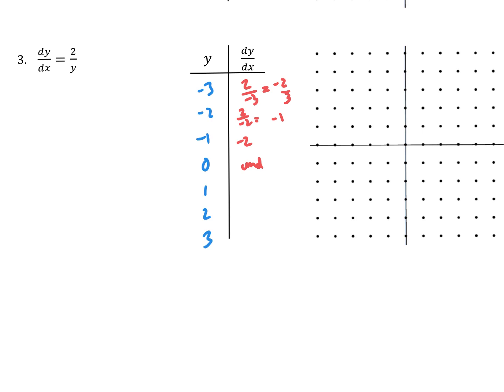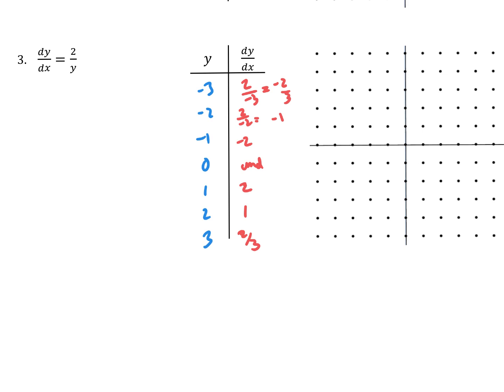Two divided by 0 is undefined. 2 divided by 1 is positive 2. 2 divided by positive 2 is 1. And 2 divided by 3, just write that as 2/3. So we've got some interesting slopes to graph here.